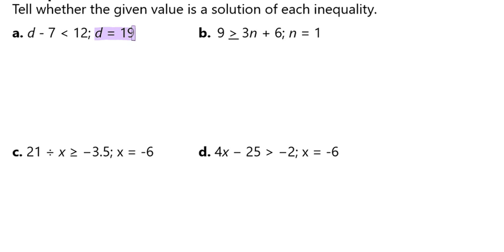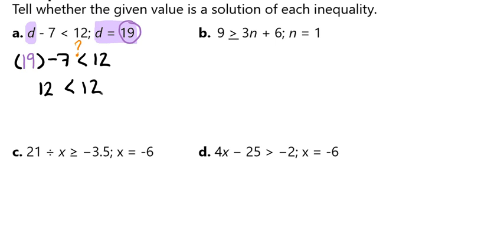So here where it says d equals 19, that means that we're going to be taking this 19 and putting it into the d's spot. So we'll put parentheses there. 19 minus 7 is less than 12. So we plug in the 19, and it's asking us, is this less than 12? Well, what is 19 minus 7? And the answer is 12. So I ask you, is 12 less than 12? And the answer is no. 12 is not less than 12. 12 equals 12. So this is not going to be a solution.